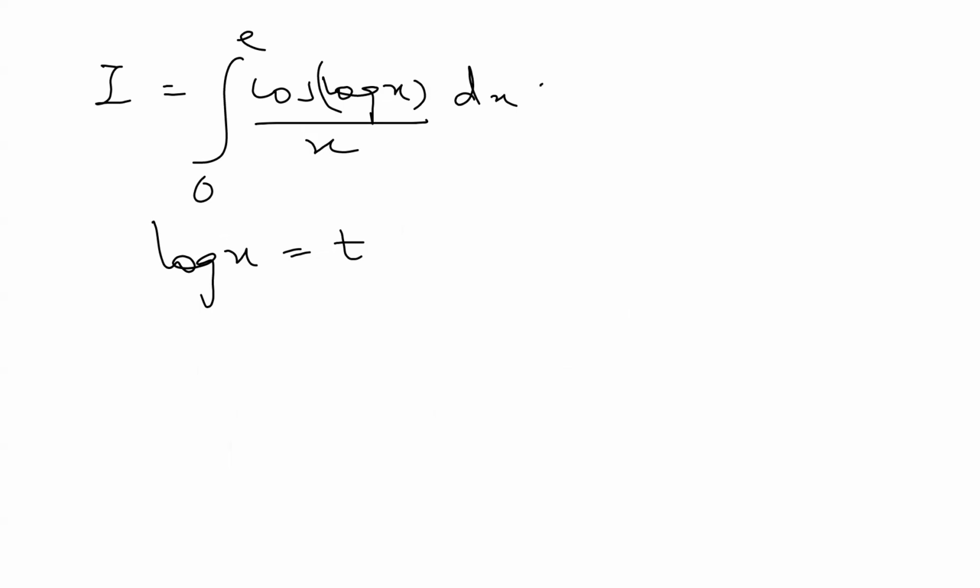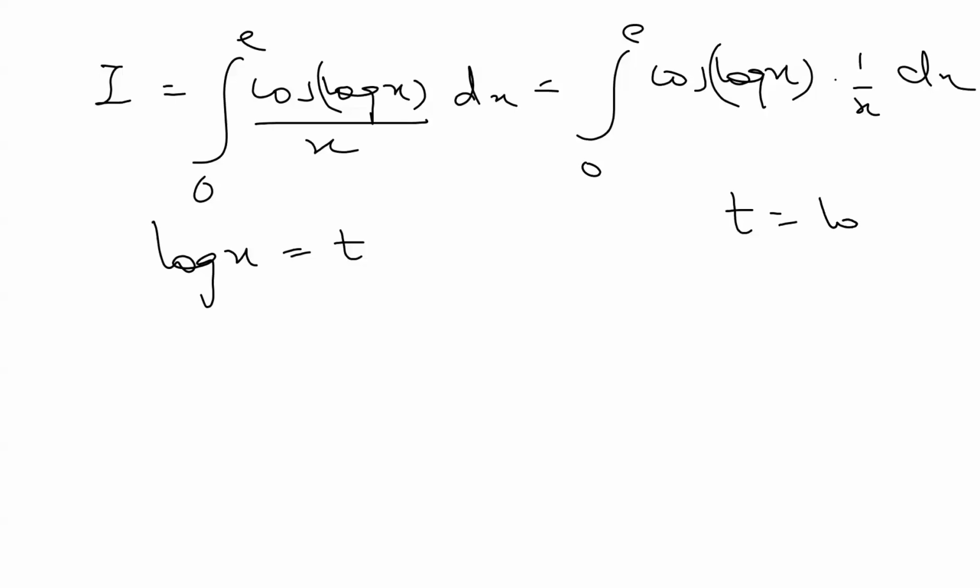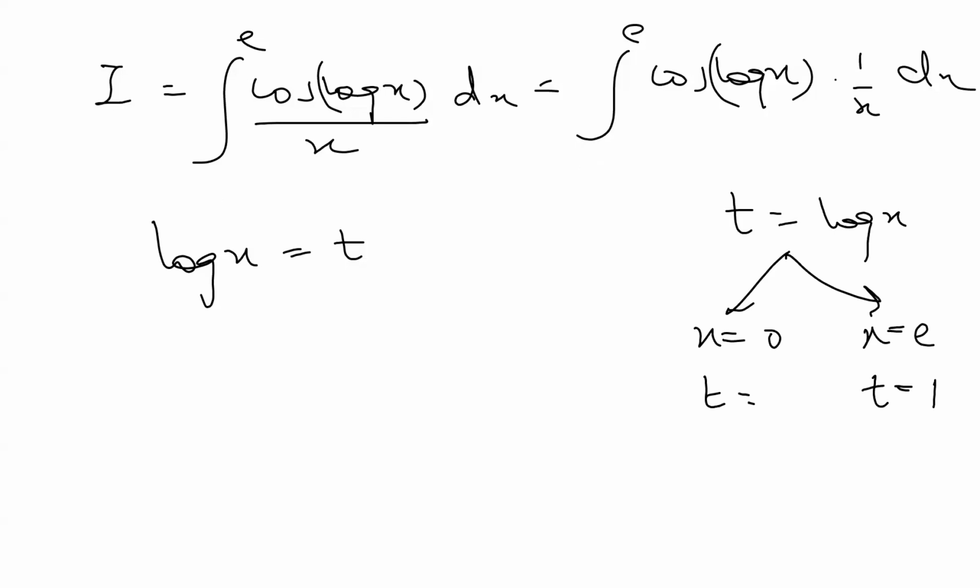Okay. Because this can be written in this manner: cos log x into 1 upon x. t is equal to log x, so x is equal to 0, and x is equal to e. So log e is 1. Log 0 is not defined. So I think we'll change the limit over here. Make it 1 to e. Okay. So this is log e, which is 1.